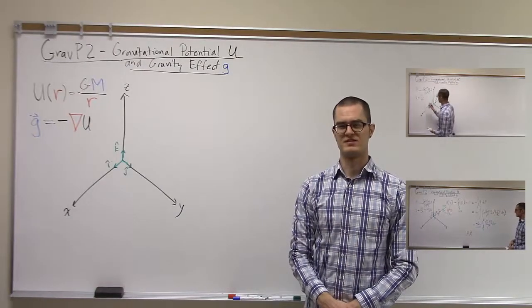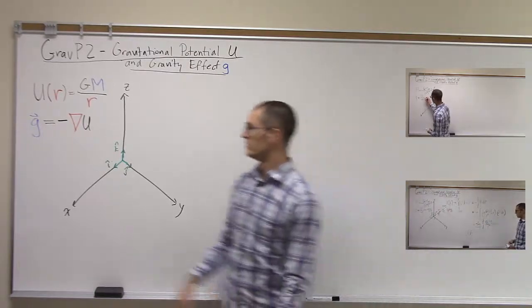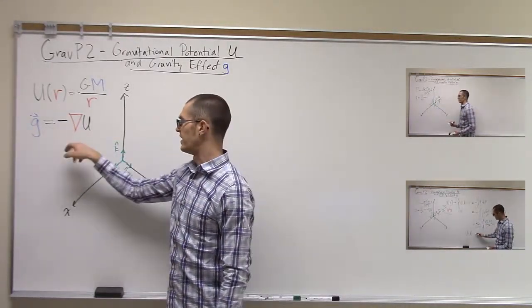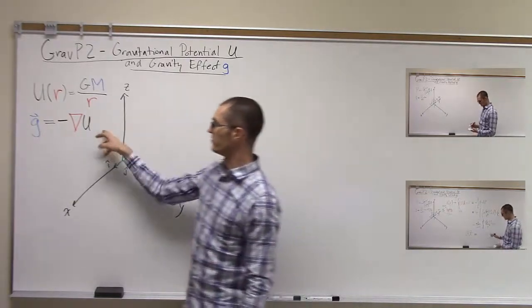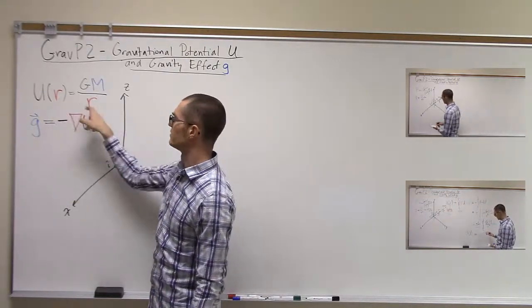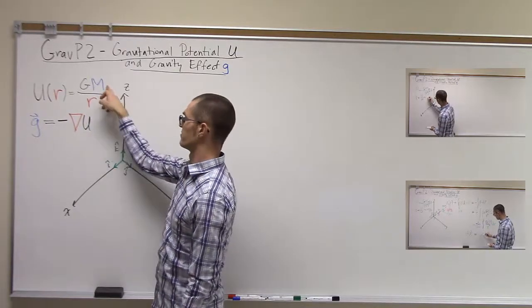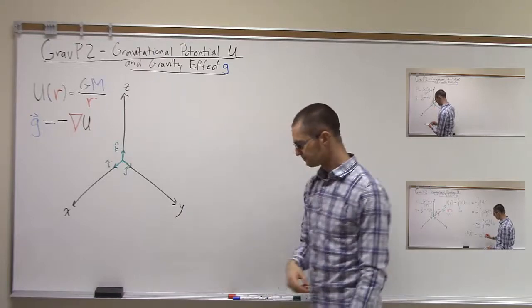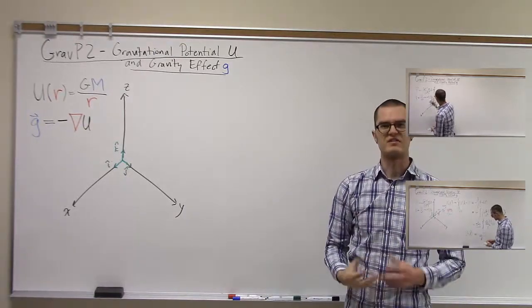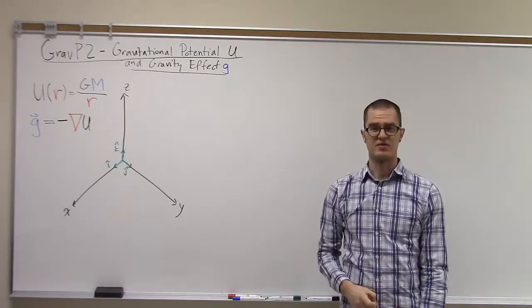In the previous two videos of this sequence, we defined the gravity field as the gradient of some scalar potential U, and we worked out that that scalar potential U as a function of distance from some mass M is just equal to GM over r.